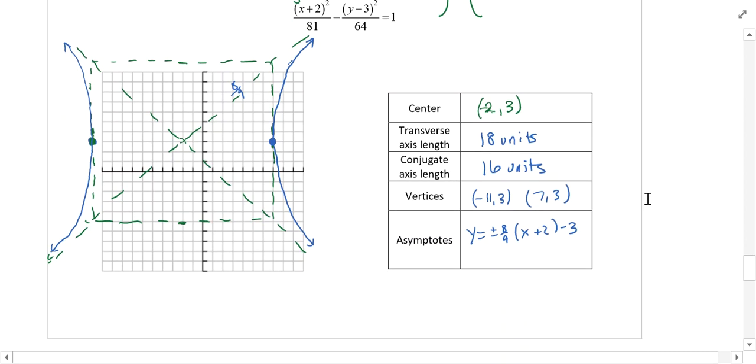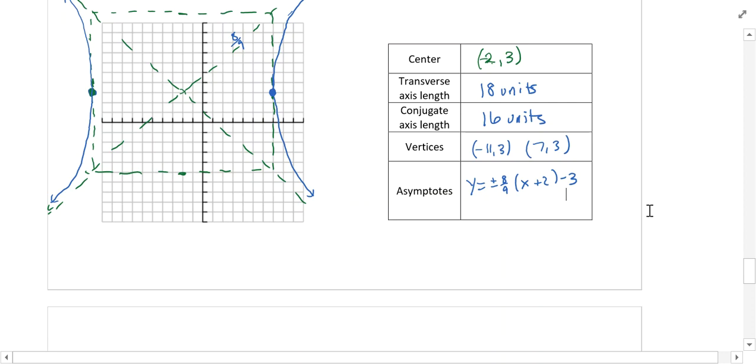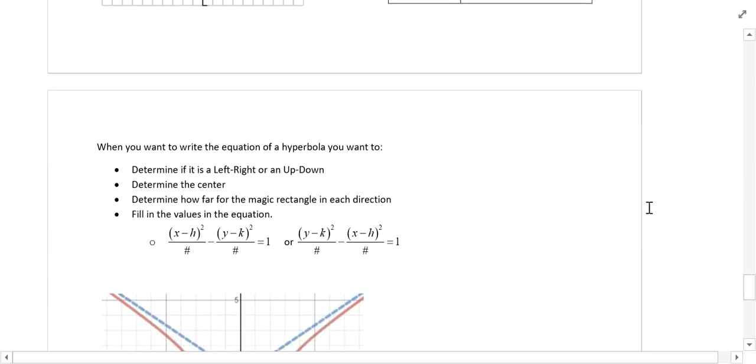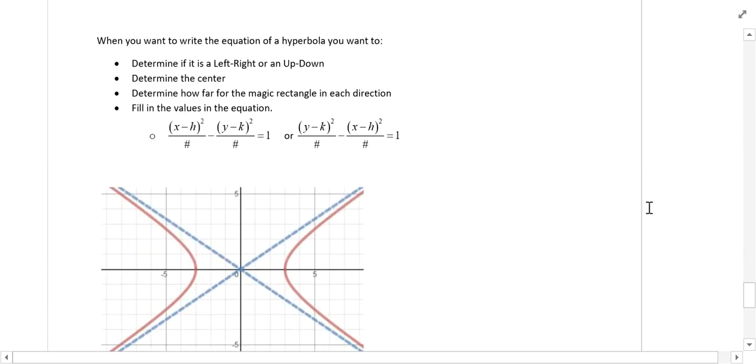All right, so that's graphing. And hopefully by now you feel like you have a strong grasp on graphing. So when we want to write the equation, we need to determine if it's a left-right or an up-down. We need to find the center, determine how far that magic rectangle is in each direction, and our asymptotes are actually going to be the thing that helps us with that, and fill in the values. And you can have, depending on if you are a left-right or an up-down, like that.